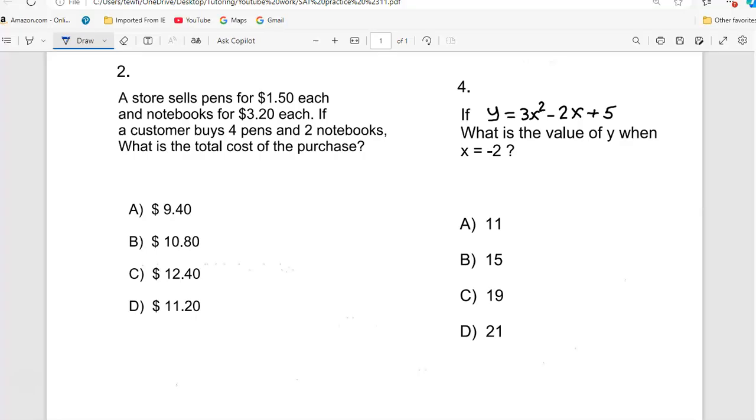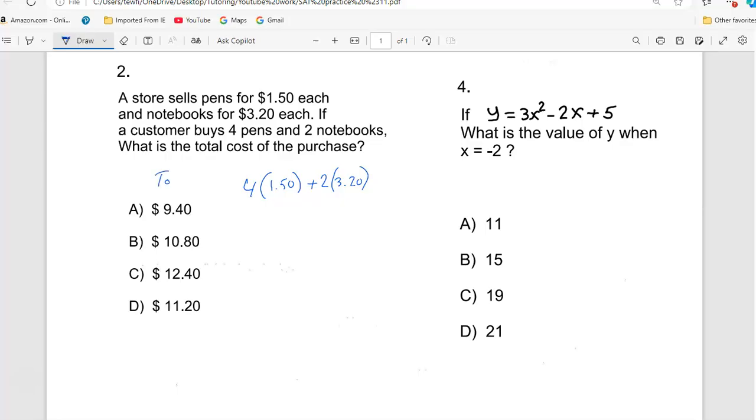Alright, the total cost comes from the cost of the pens, which is, he bought 4 pens, each one is $1.50, plus the cost of 2 notebooks, so 2 times the price of each notebook, which is $3.20. So if you simplify, that will be the total cost.